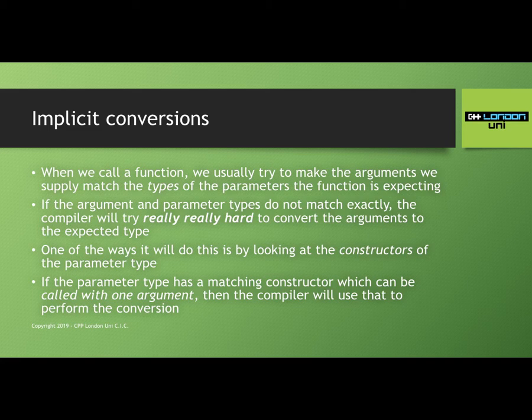It will look at the constructors of the destination type. And if there are any constructors which take a single argument of the source type, then it will transparently, behind the scenes, use that constructor to do the conversion from the source type to the destination type. Right? Implicit conversion will automatically use these single argument constructors.